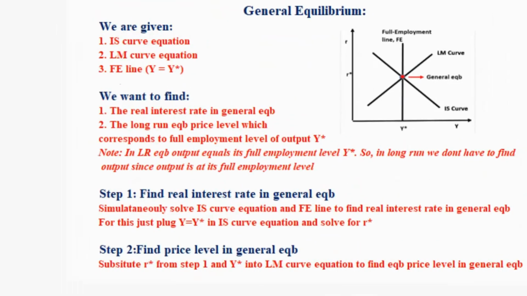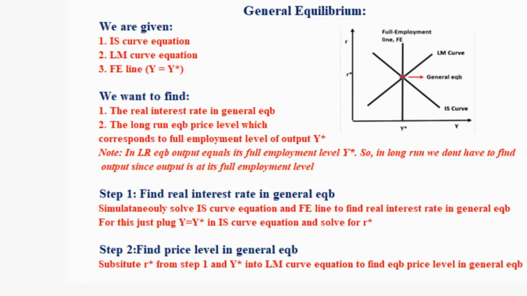Now let's look at the general equilibrium, or the long-run equilibrium. We know in the long run price is fully adjusted, and our long-run equilibrium is given at the intersection of the IS curve, the LM curve, and the FE line. So we'll be given the IS curve equation, the LM curve equation, and the FE line. And we will have to find the real interest rate in general equilibrium and the price level in general equilibrium.